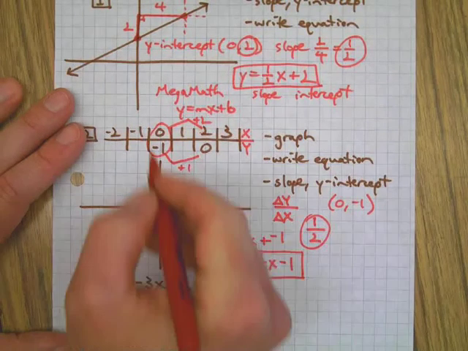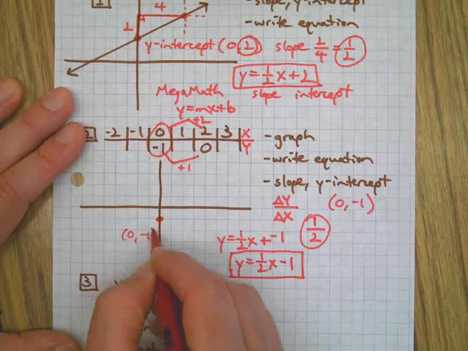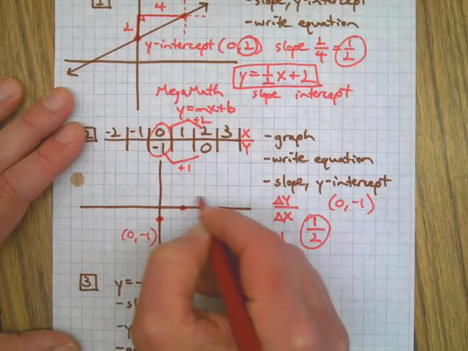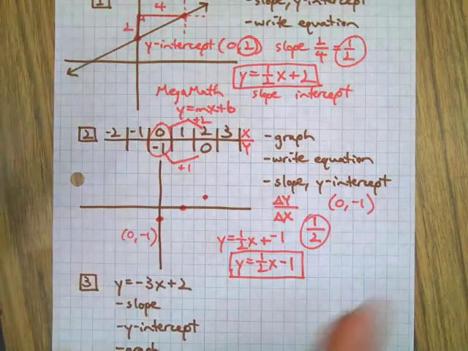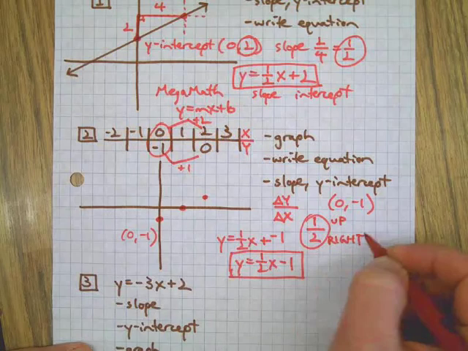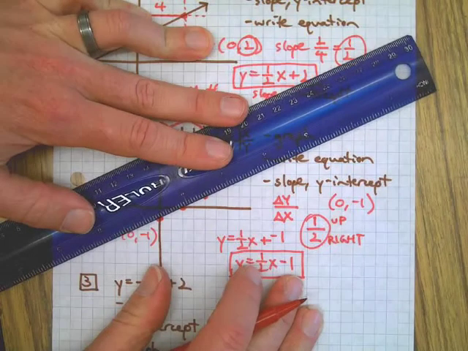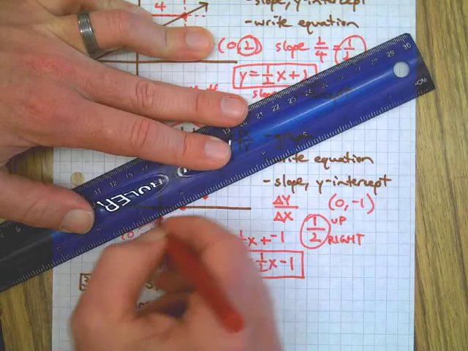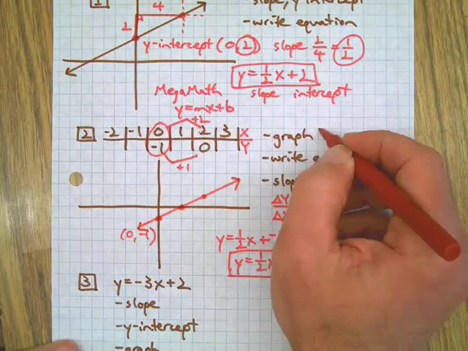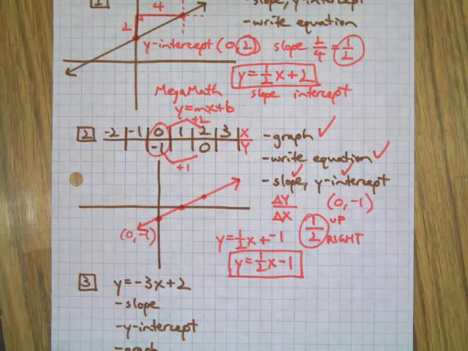Okay? There's the y-intercept, at (0, -1). Then we're going to go up 1 over 2. Up 1 over 2. Up to the right. Remember, over really means to the right. A la derecha. Did it. Graphed it, wrote the equation, found the slope, found the y-intercept, all based on the table.